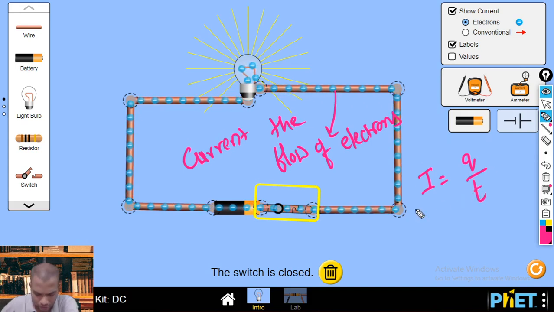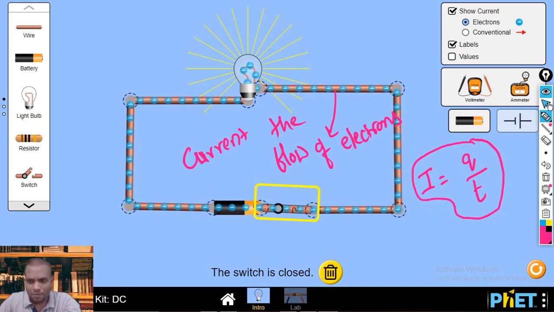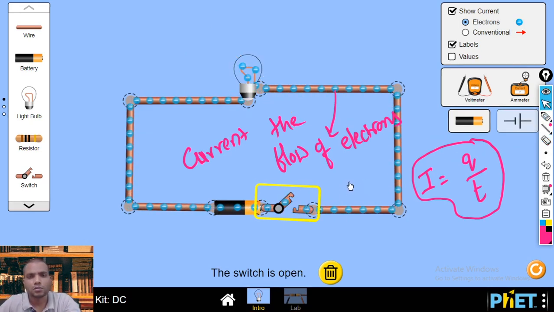So this is how we define electric current. According to the definition, we can define it in different ways, but as per understanding, you can remember this: current is nothing but the flow of electrons. When the electron flow stops, there is no current. Here there is no current, there is no light.